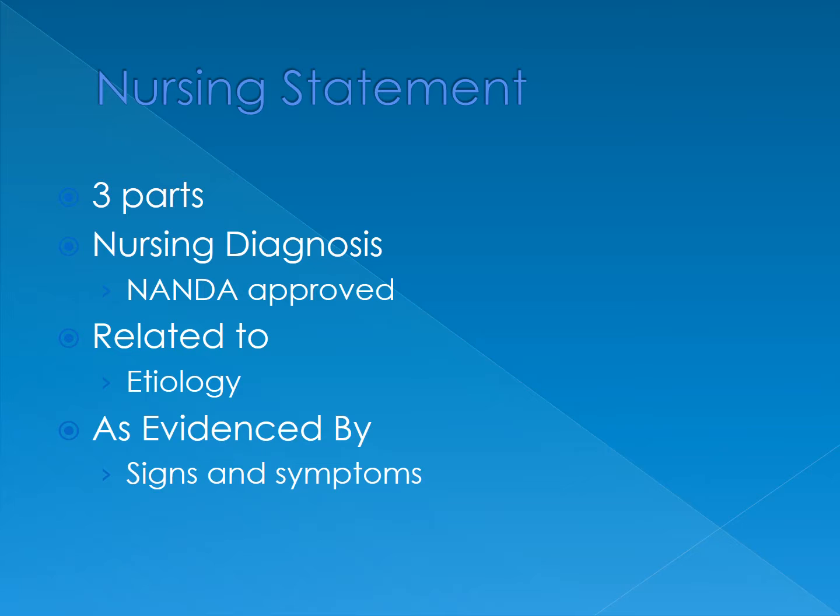Sometimes also in this section, I'll also put any kind of lab work that might be an indication of the problem. Certainly, when we think about excess fluid volume, if you've got a patient with kidney failure, you'd want to write down those labs that are abnormal. So, 3 parts. The nursing diagnosis, related to, which is the etiology, as manifested by, which is your signs and symptoms.